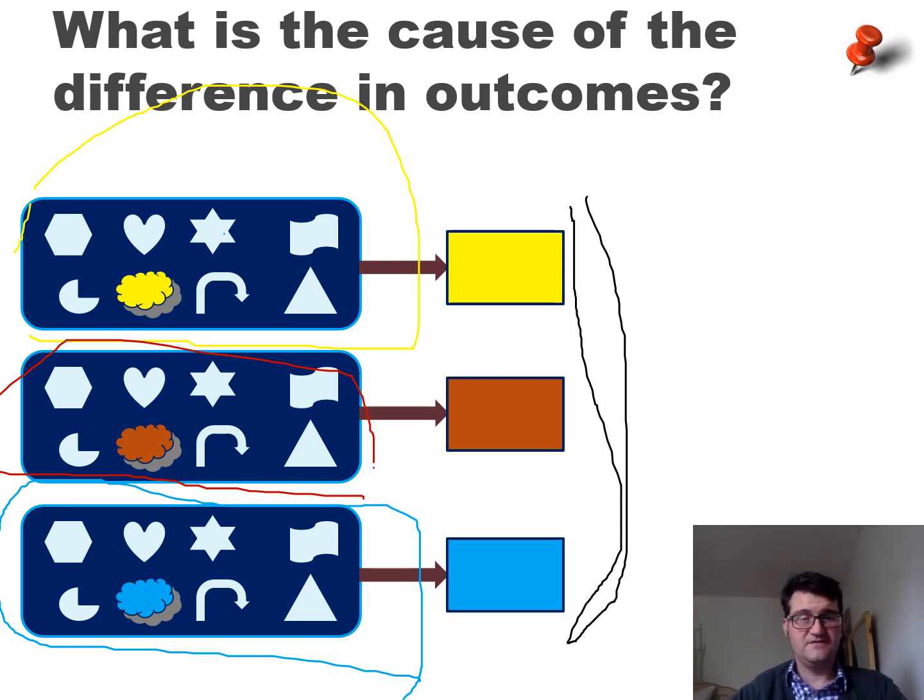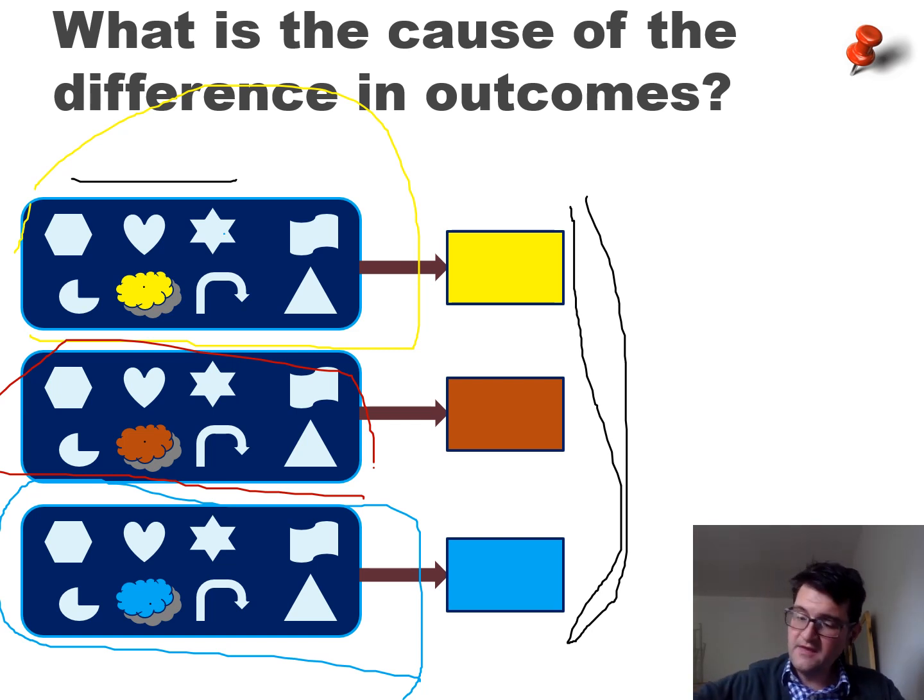So the idea behind this is, as you can see in this diagram, each one of these pictures is supposed to represent some factor, some variable, something. And so we've got our hexagon, heart, star, flag, triangle, U-turn, cloud, and pie chart in each of these. And those are all the same, except for our cloud, right? So our cloud is yellow here, red here, blue here. This is the idea behind an experimental design, that the factors that we choose to manipulate are going to be the only systematic differences between groups.